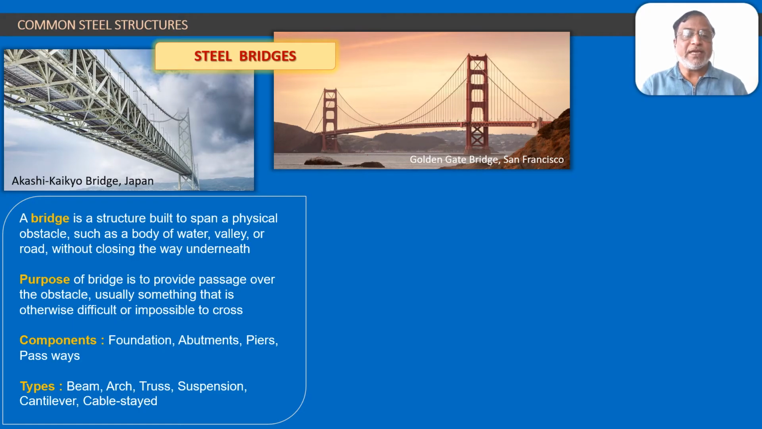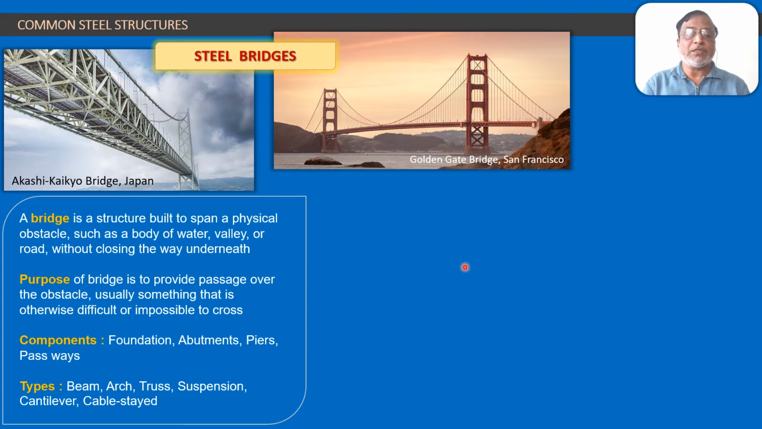Now we come to the next set of steel structures, that is steel bridges. Steel bridges are probably the most elegant and aesthetically beautiful structures constructed on the earth by man. Here we see two examples of world famous steel bridges. The first is Akashi Kaikyo Bridge in Japan, and the second is Golden Gate Bridge of San Francisco. Both of these bridges are constructed out of steel.